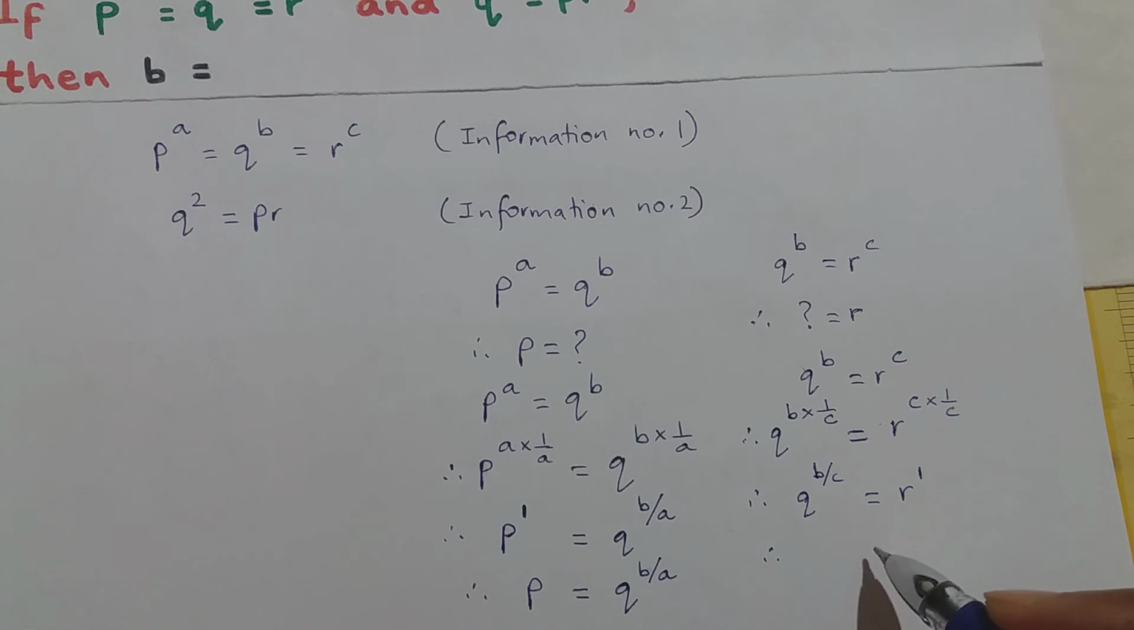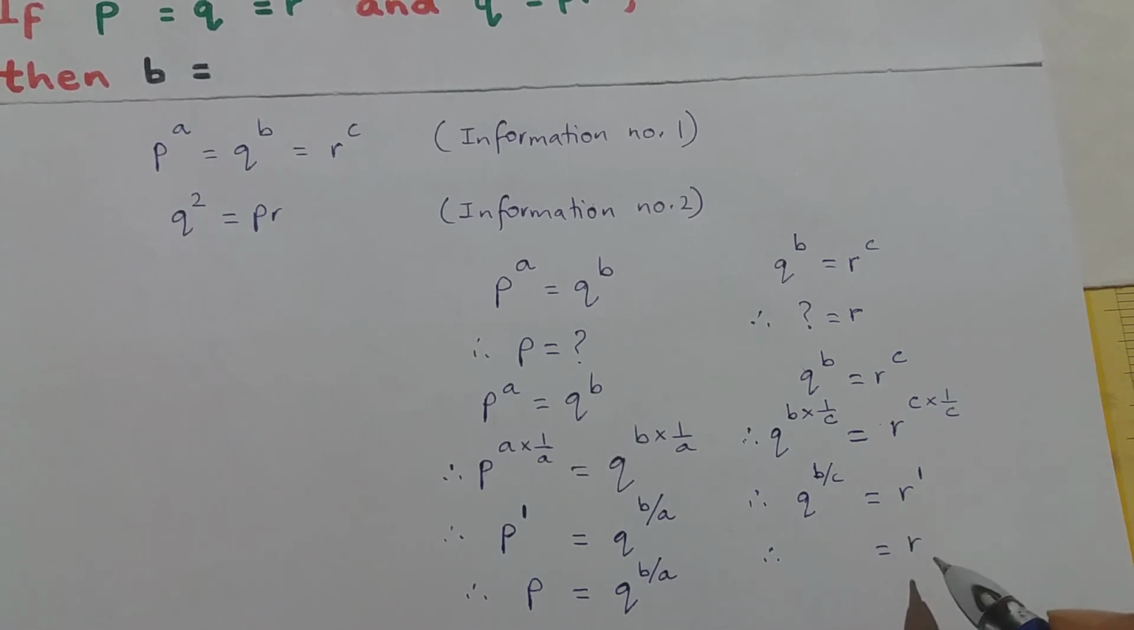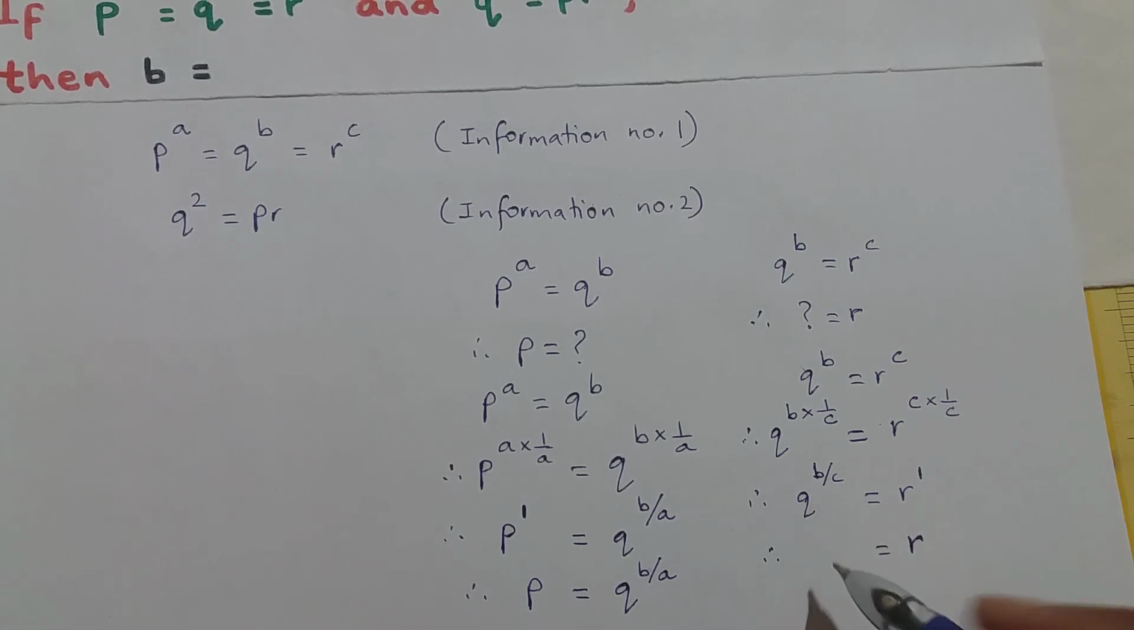Therefore r to the power 1 is r. So r is equal to q to the power b by c.